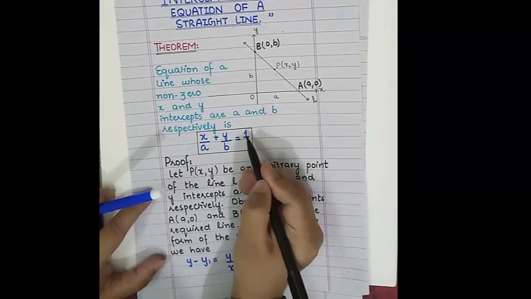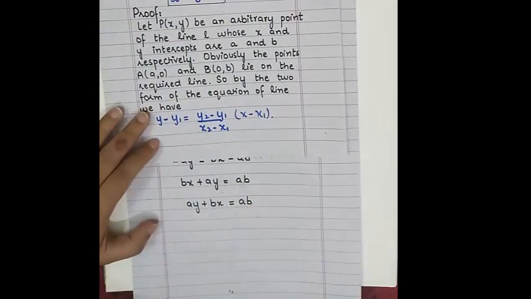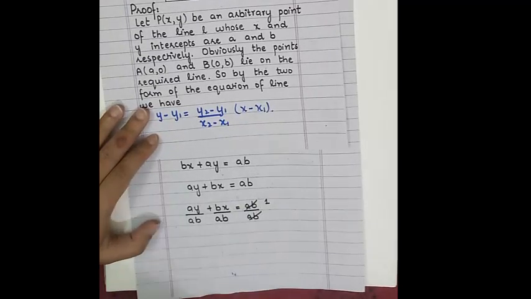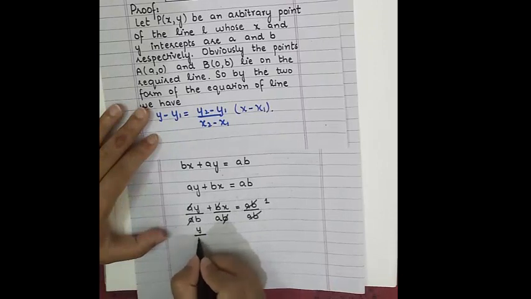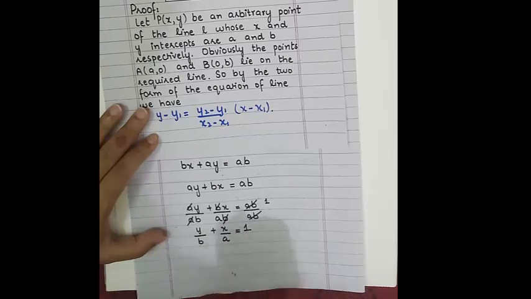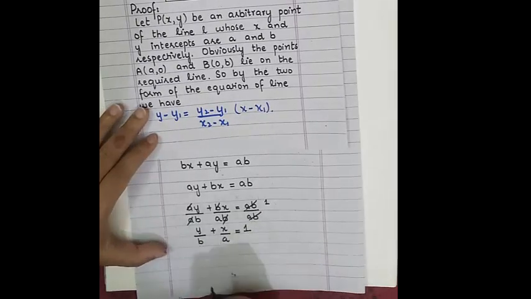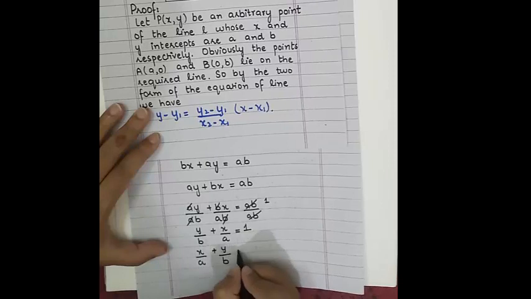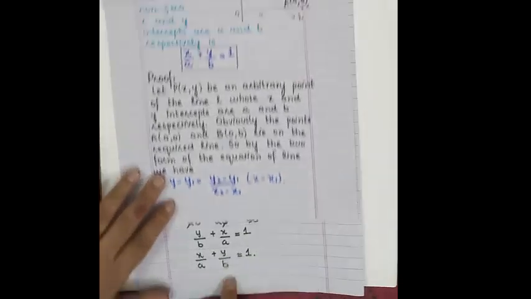But our required equation should have 1 on the right side of equality. So we will divide this equation by ab. So ab and ab will cancel out, this b and b will cancel out, this a and a will cancel out. So we have y over b plus x over a is equal to 1. Rearranging this equation, we have x over a plus y over b is equal to 1. This equation.